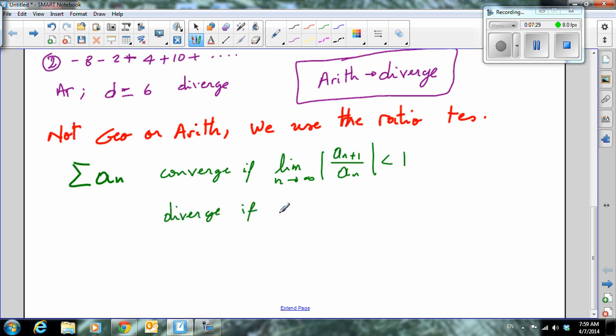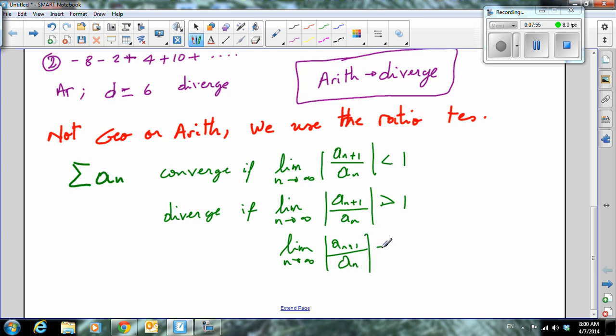if the same limit as n approaches infinity of s of n plus 1 over s of n is, this time, greater than 1. If this limit, the same limit as n approaches infinity of s of n plus 1 over s of n, is equal to 1, then this is inconclusive.